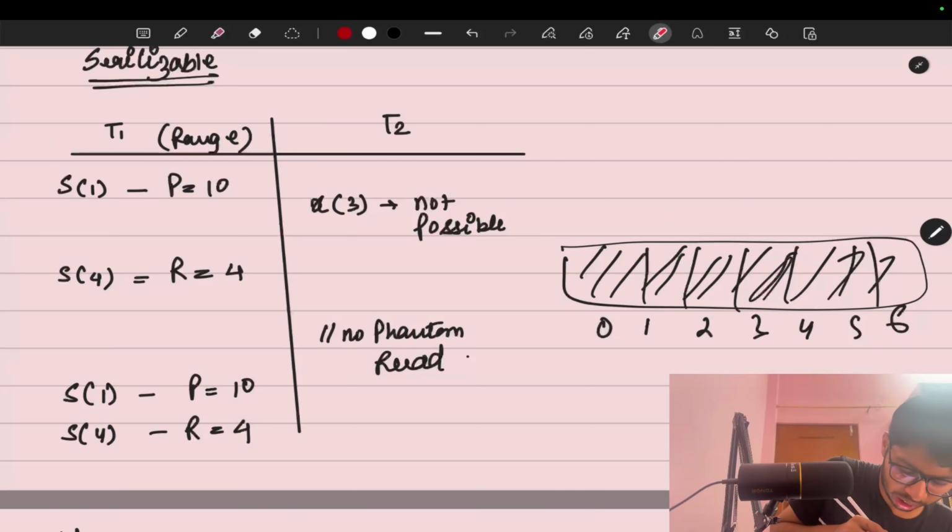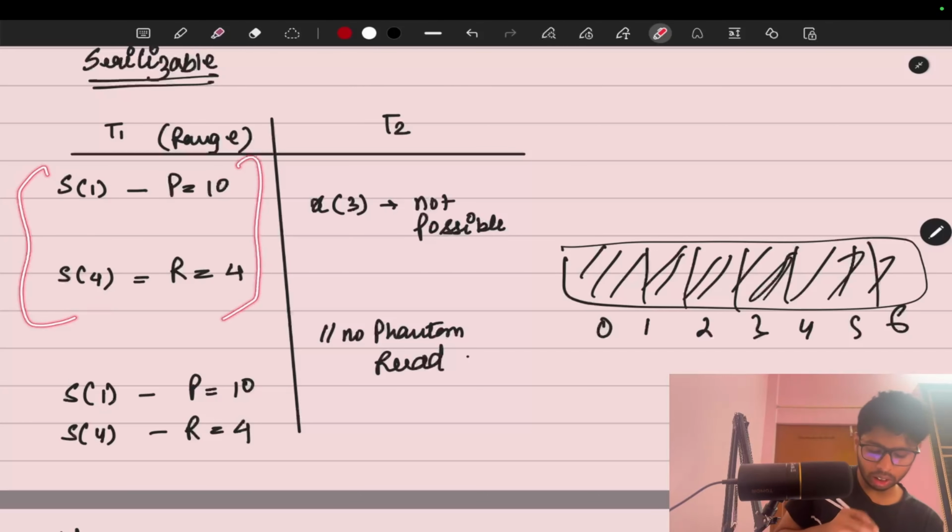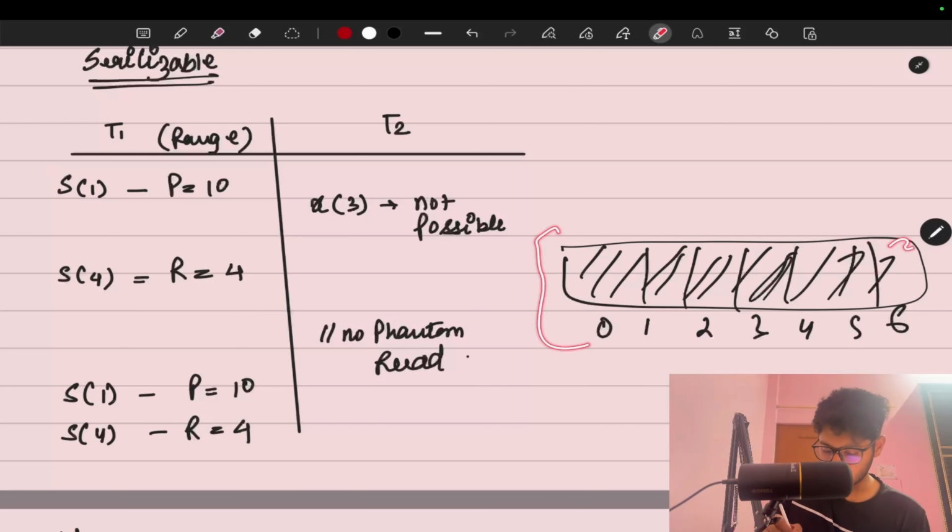So we again have two transactions, T1 and T2, and we run a range query, that is ID greater than 0 and ID less than 6. What will happen this time? We get two rows, P equals to 10 and R equals to 10, and this is our range 0 to 6. This time the range lock is going to lock all the rows from 0 to 6. We got only two rows, row number 1 and row number 4, but our range lock is going to lock the whole range, because that is our range query 0 to 6.